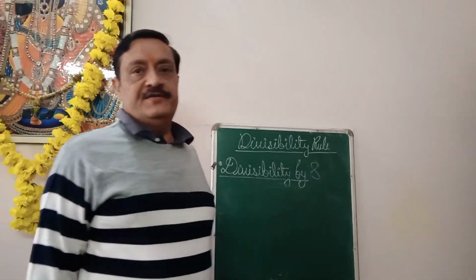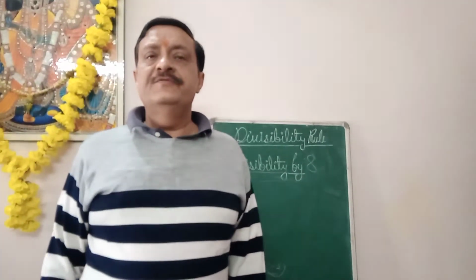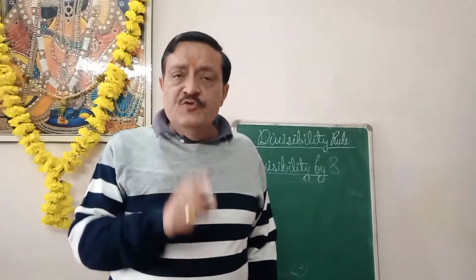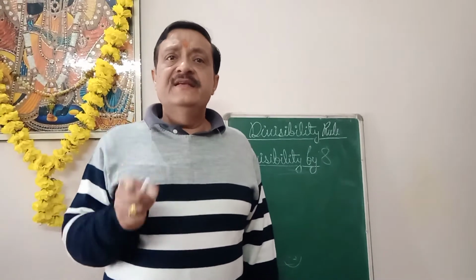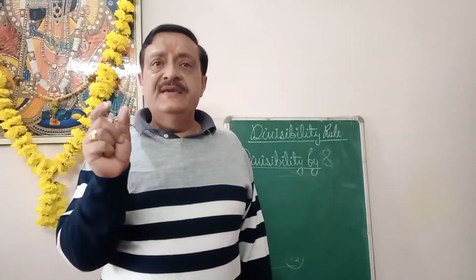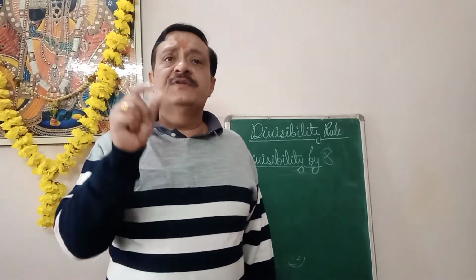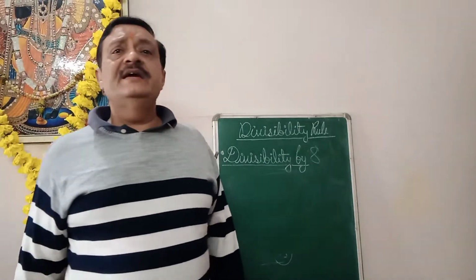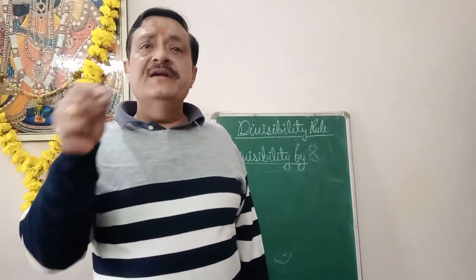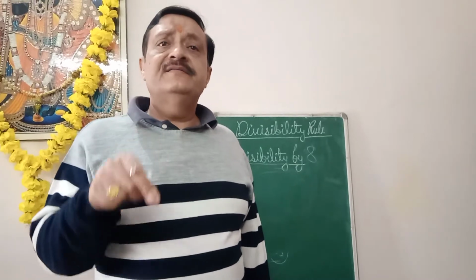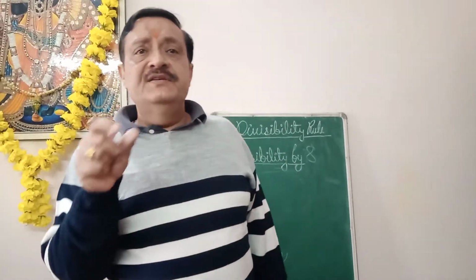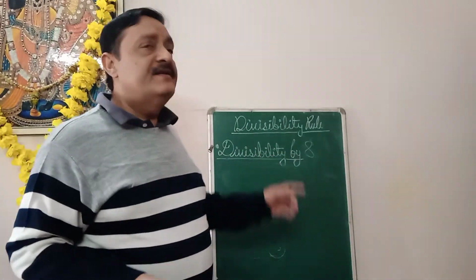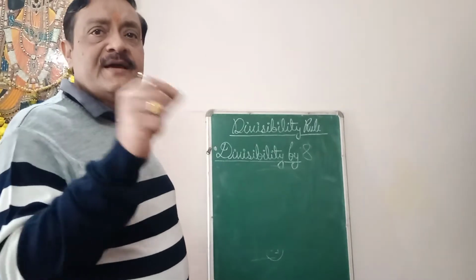Divisibility by 8. In case of 4, we have seen that we have taken unit place number and tens. If tens and unit place number are making a number that is divisible by 4, then we had been saying that the number is divisible by 4. In case of 8, we will be taking hundreds also. Hundreds, tens and unit place. These three digits make a number. If that number is divisible by 8, then we will say that the number is divisible by 8.